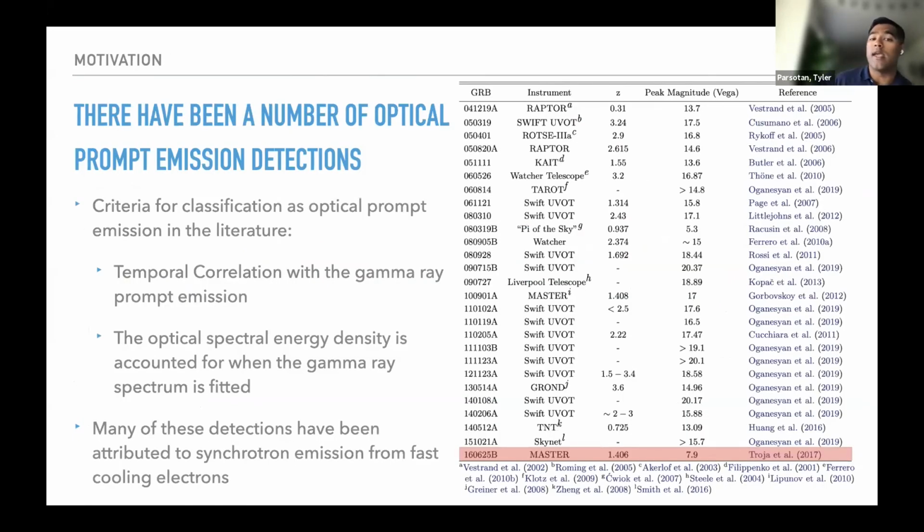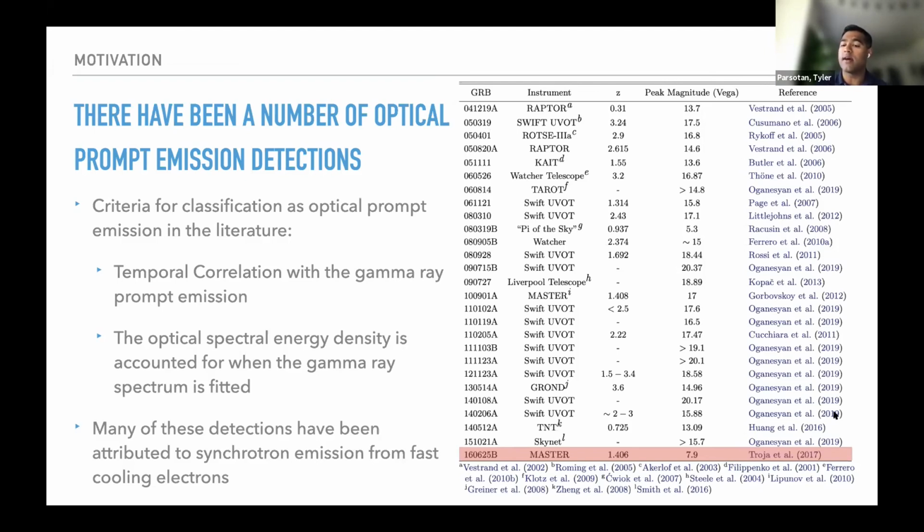And that is what I'm showing in this slide, where there have been a number of optical prompt emission detections, shown in the table to the right. Typically, when these optical prompt emission detections are discovered, they're correlated with the gamma ray prompt emission. That's when we say that this detected optical emission is actually related to prompt emission. An additional criterion is that the optical spectral energy density is typically accounted for when we fit the gamma ray spectrum. And with a lot of these detections that you see here in the table on the right, these optical detections have been attributed to synchrotron emission, particularly from fast cooling electrons.